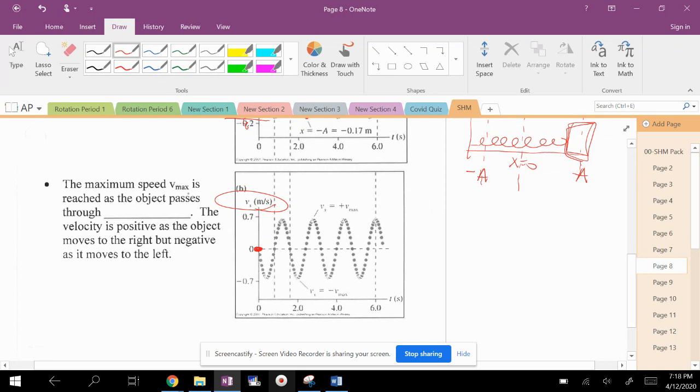Okay, maximum speed Vmax is reached as the object passes through equilibrium. The velocity is positive as the object moves to the right, but negative as it moves to the left, because it's going in the negative direction.